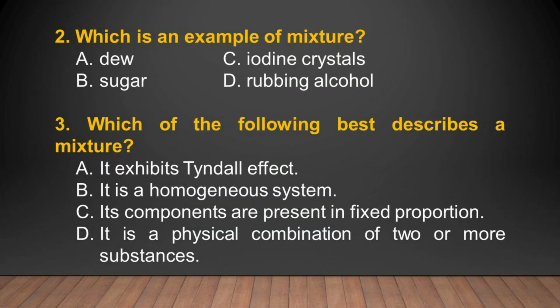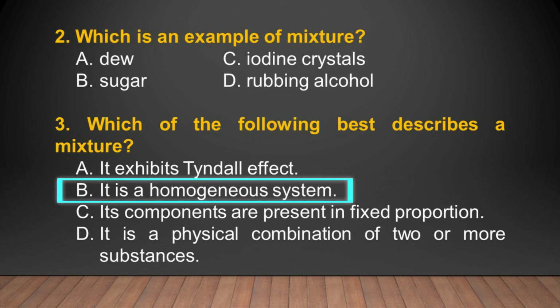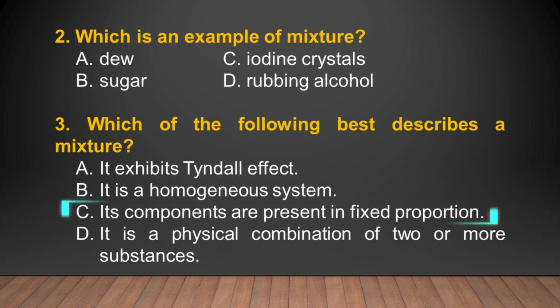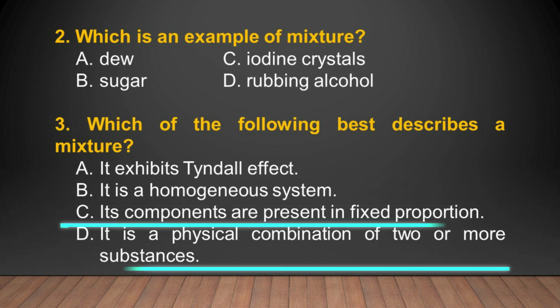2. Which is an example of a mixture? A. Dew. B. Sugar. C. Iodine crystals. D. Rubbing alcohol. Number 3. Which of the following best describes a mixture? A. It exhibits the Tyndall effect. B. It is a homogeneous system. C. Its components are present in fixed proportion. D. It is a physical combination of two or more substances.